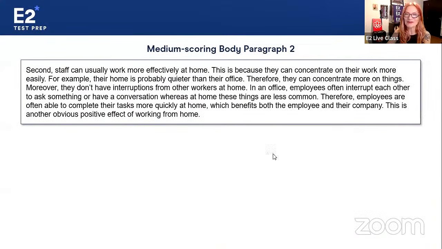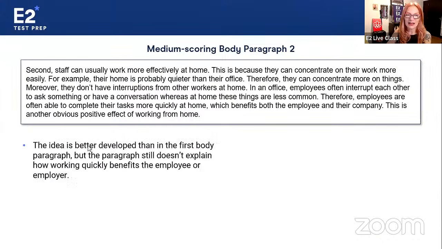So the second idea is better developed than the first body, but the paragraph still doesn't explain how working from home benefits the employee or the employer. So we go second, staff can usually work more effectively at home. This is because they can concentrate on their work more easily. So it's all very superficial. For example, mechanical marker right at the beginning of the sentence. In order to avoid this, shift it to the middle. Their home, for example, is probably quieter than their office, okay?